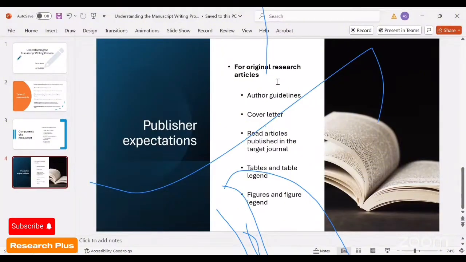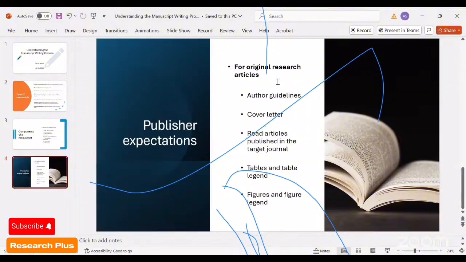It is also important for you to familiarize yourself by reading articles published in your own target journal of choice. Read articles that have been published there. You get familiar with how other authors have followed the author guidelines and have made it through, and their manuscripts have been accepted and published. So this is some sort of apprenticeship where you learn from those who have published in your target journal.